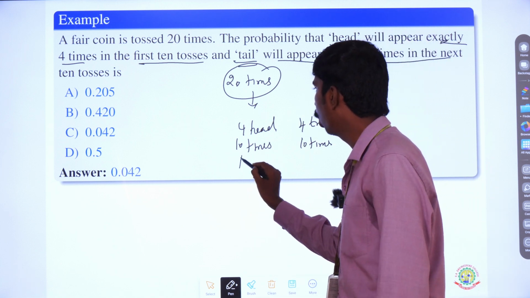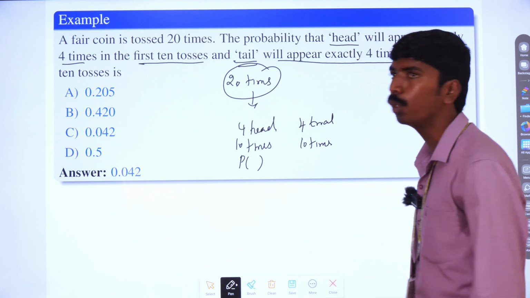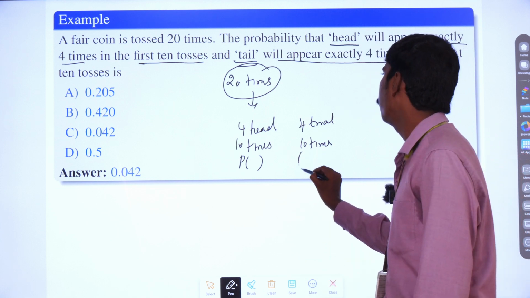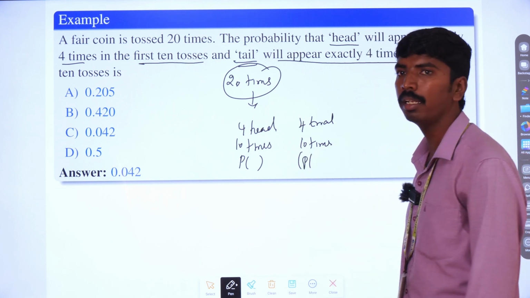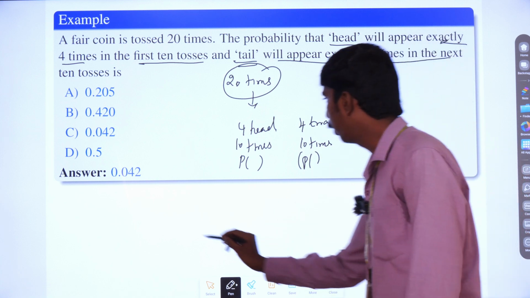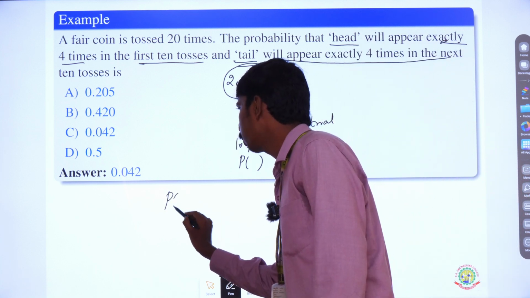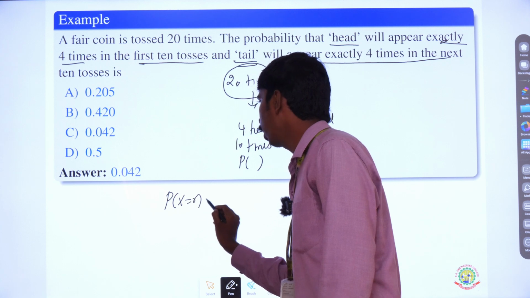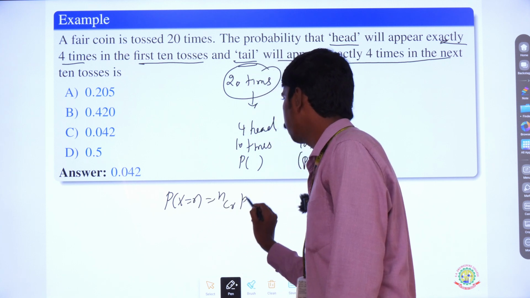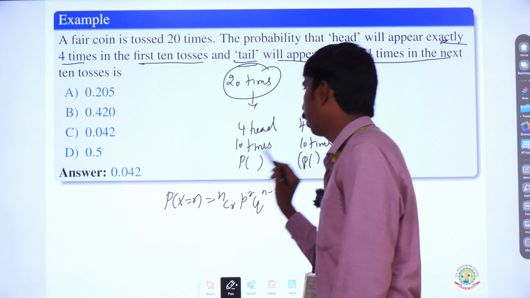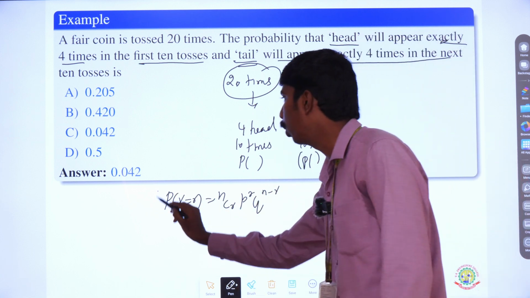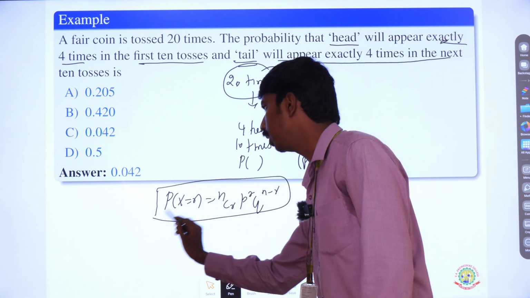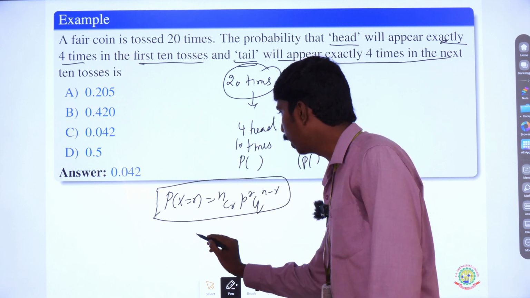So I need to solve the first one: the probability of getting heads 4 times, and then the probability of getting tails 4 times. I am going to use the same formula, probability of x equal to r equals nCr, p power r into q power n minus r. Every time you need to remember only this formula. That's very easy.